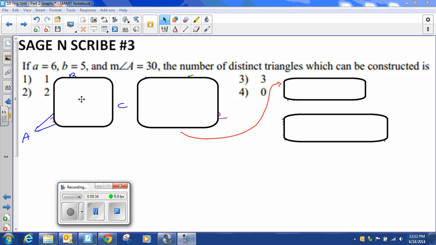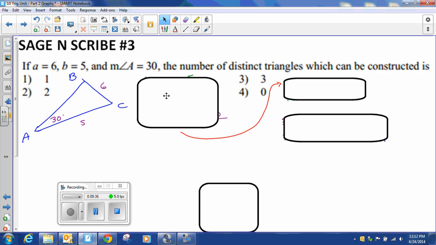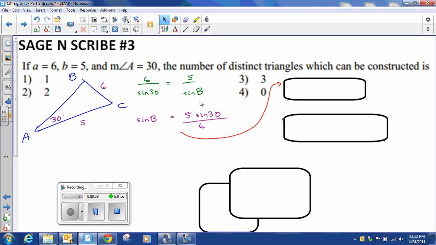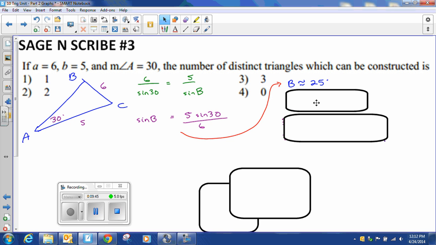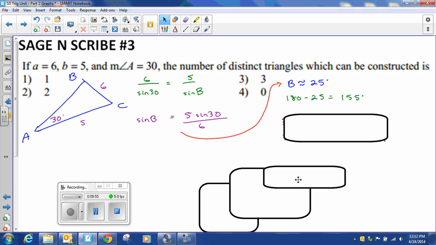Last one, sage and scribe number 3. Here's our triangle. Here's how we set up our law of sines, proportion. Sine B equals 5 sine 30 over 6. Calculator gives us B is approximately 25 degrees. So I'm going to take 25, I'm going to subtract it from 180, we get 155. Let's test both of these cases out.